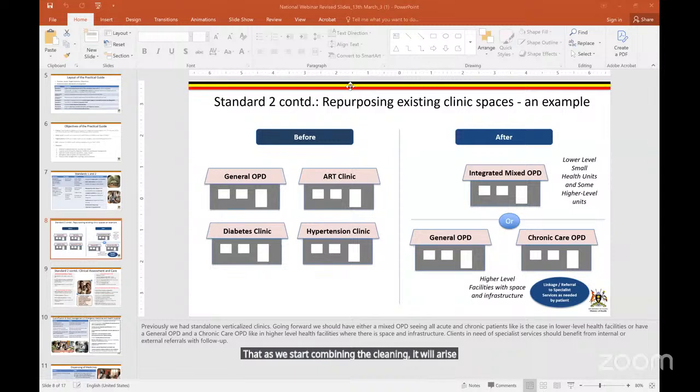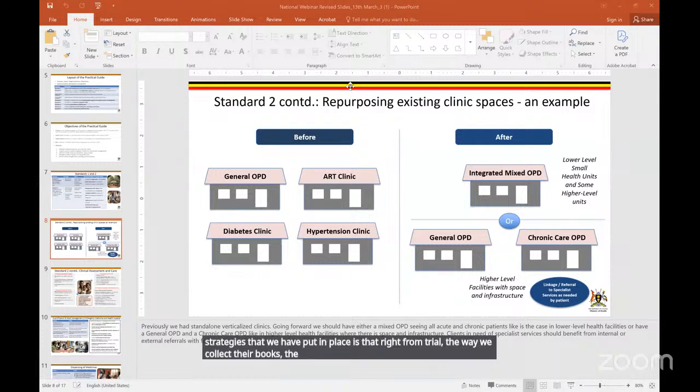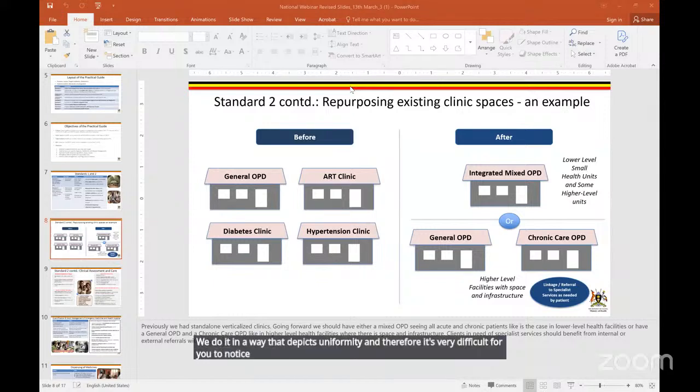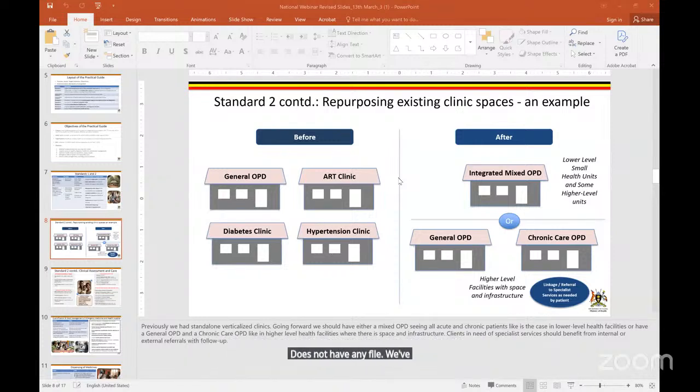One or two strategies that we have put in place is that right from triage, the way we collect the books, the way we triage the patients does not leave room for any stigma, where you bring in a file and someone else brings in a book. We do it in a way that depicts uniformity, and therefore it's very difficult for you to note. It's only inside when you enter to see the clinician that you see that my book has an additional file and probably my book does not have any file. We've anticipated that and tried to make provisions.